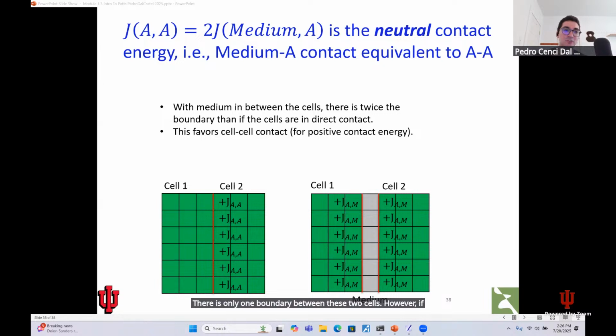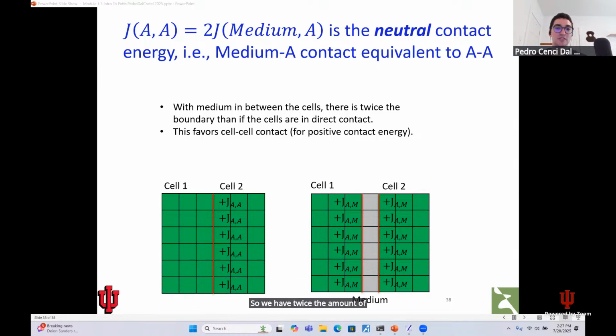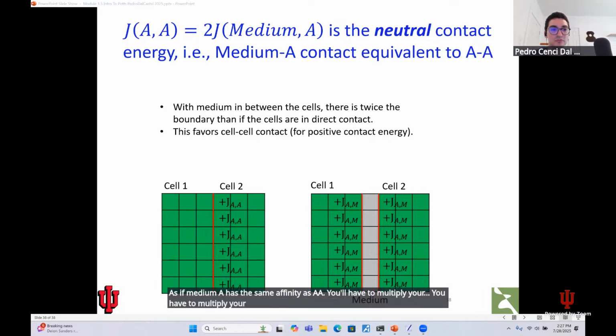However, if I put medium in between, now there are two boundaries. Each cell has one border with medium. So we have twice the amount of border when there is medium between the cells. So if you want to get a neutral contact energy, as if medium had the same affinity as cell-cell, you have to multiply your J_AA by 2.